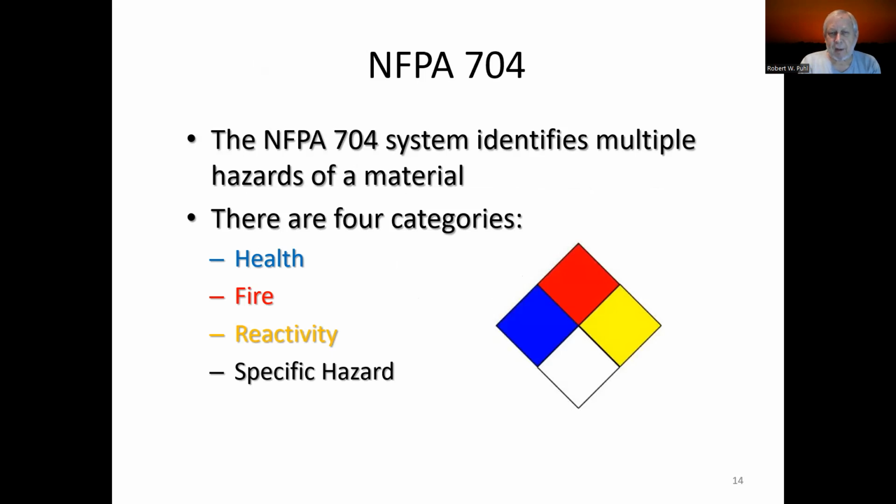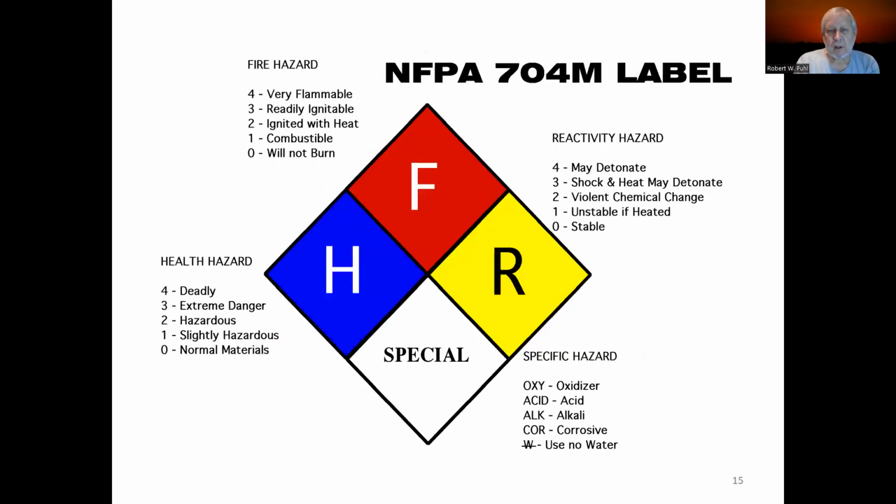The NFPA 704 system identifies multiple hazards of a material. There are 4 categories: health, fire, reactivity, and a specific hazard. And that's what they are. The red is fire hazard. And the numbers are in all of those 3, except for the white one. Let's talk about the 3 color ones.